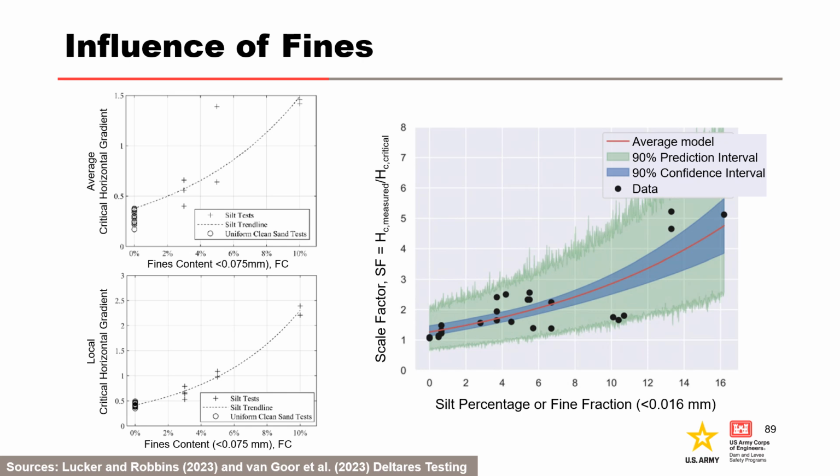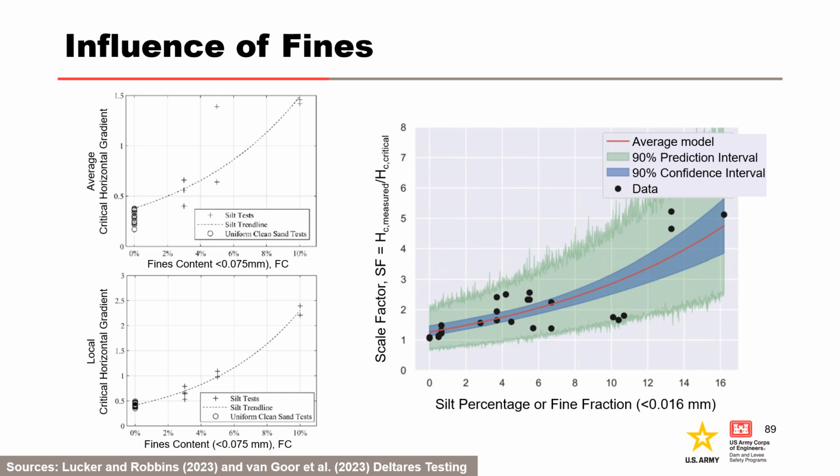The influence of fines on the critical gradient for progression of backward erosion piping is significant and has major implications on risk assessments. ERDIC testing of clean, uniform sands and mixtures with non-plastic fines is shown on the left. At a fines content of 5%, the laboratory local critical horizontal gradient for backward erosion piping progression is doubled, and at a fines content of 10%, it is quadrupled.